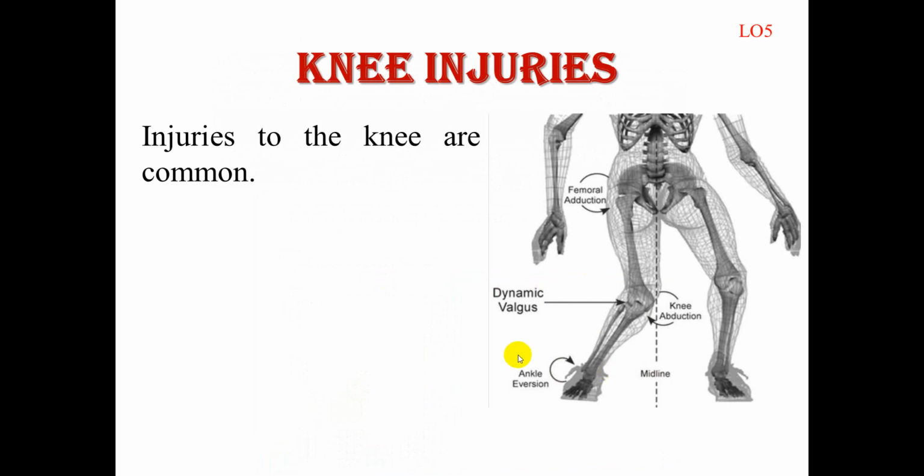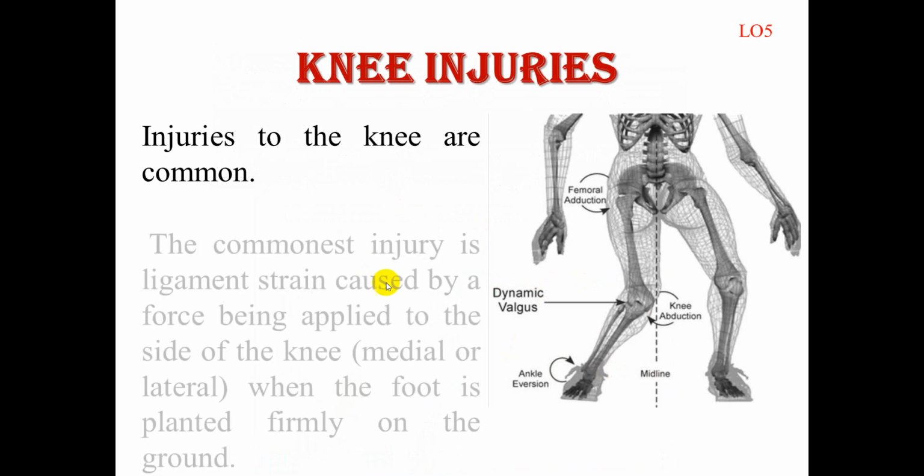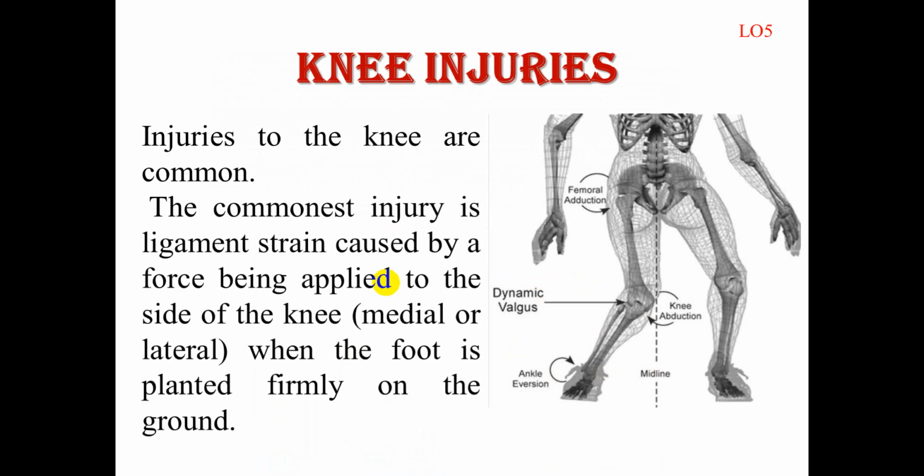Now we come to the injuries of the knee. The knee is one of the most common joints liable to injuries, and the commonest injury is ligament injury, and might affect the medial, lateral sides of the knee or even the anteroposterior stabilizers. The common mechanism of injury occurs when a force is applied to the knee with the foot planted firmly on the ground, and this force, medially or laterally, might injure the medial or lateral collateral ligaments.